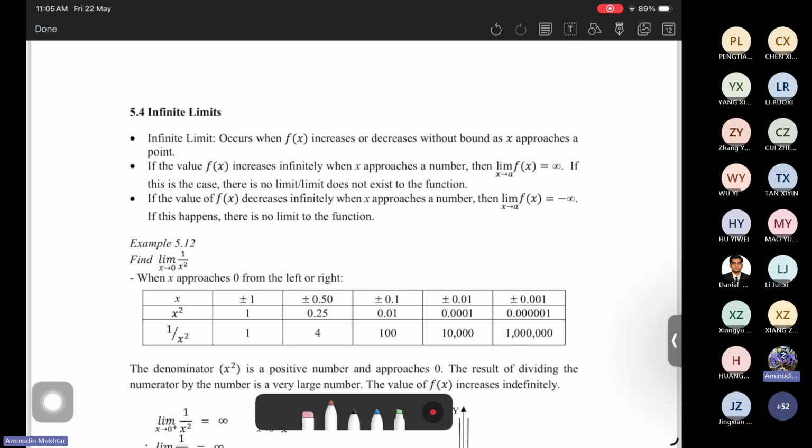Okay, before I continue to section 5.4, I think we take a break for 10 minutes, and then we will continue on section 5.4. Can we take a break? Yes, doctor. Okay, we take a break for 10 minutes only, and then we continue at section 5.4.